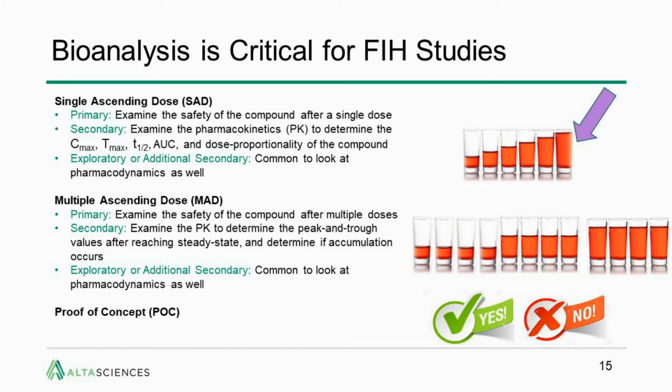And then, of course, the other side is the MAD, the multiple ascending dose, looking at the safety of the compound after multiple dosing. So looking at the PK as a secondary endpoint again, looking at the peak and trough values after a steady state is reached, looking to see if accumulation occurs or if there is enough elimination to maintain that steady state. And it's very common as an additional endpoint to look for the pharmacodynamics as well, especially after maintaining that steady state. So proof of concept: does it work?